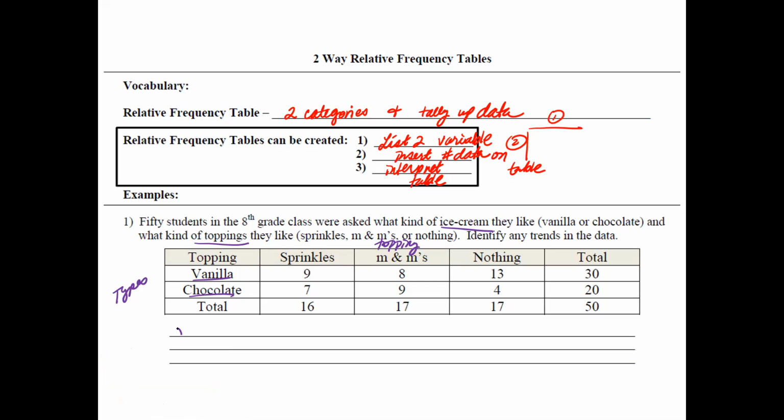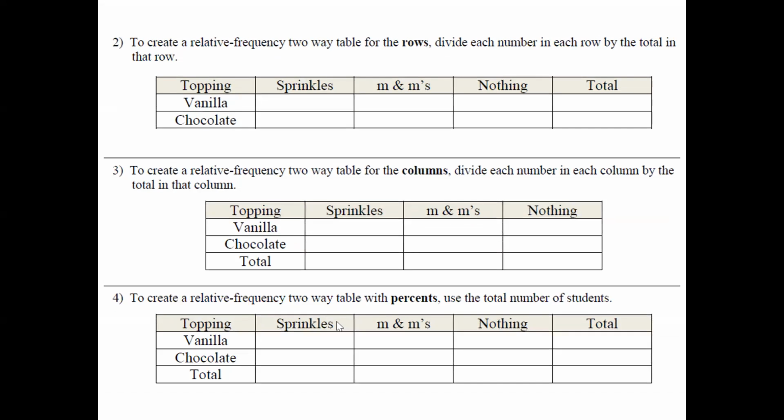So what I want you to do is give me a conclusion. What does this graph say to you? As I'm looking at this, it seems like there are 50 students that were surveyed. Majority of the students actually like vanilla, and the most popular topping is either M&Ms or nothing, although sprinkles is a pretty good second place.